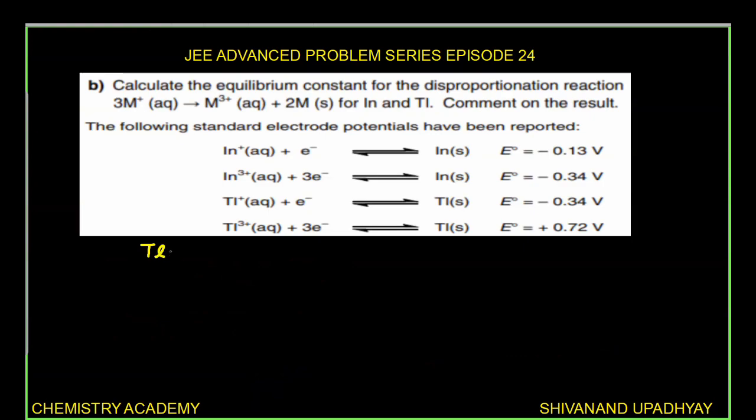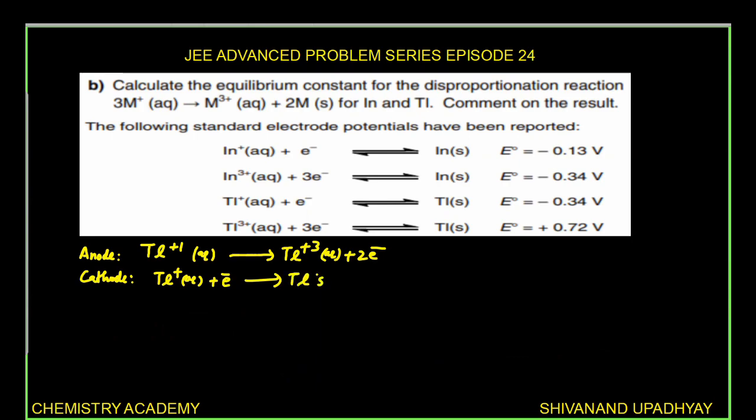So if I write that, what is the disproportionation reaction? If I write the reaction taking place at anode, that is oxidation reaction: thallium in +1 oxidation state in aqueous medium will go to thallium in +3 oxidation state in aqueous medium by loss of 2 electrons, and at cathode reduction will take place. We can write that thallium +1 in aqueous state will accept 1 electron to form thallium metal in solid state. So in order to balance the overall reaction, we have to make the number of electrons equal, and then we'll add these two reactions, right?